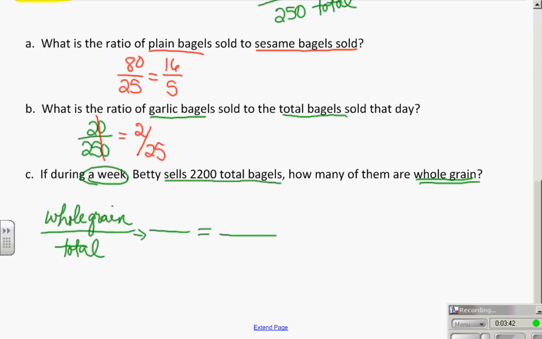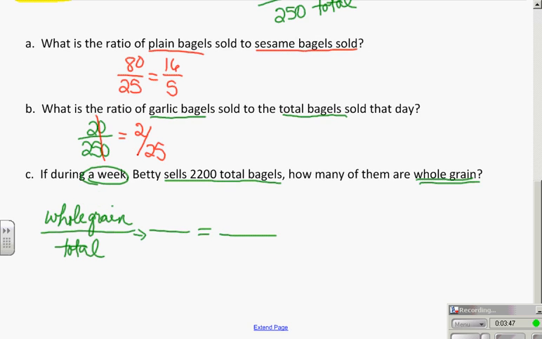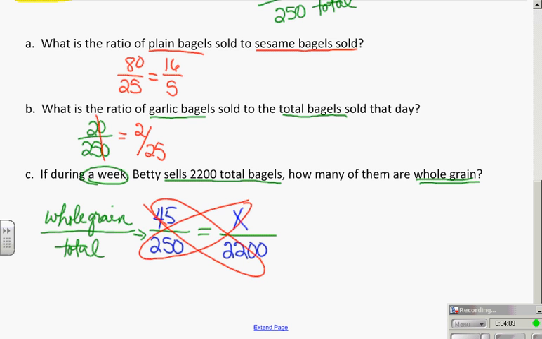So in one day, whole grain, there were 45 out of that 250. So 45 out of the 250. If that's our one day, we're going to generalize that to out of a whole week. There's my total. How many of those represented whole grain? This becomes a cross multiply problem with 250x equal to 45 times 2200.